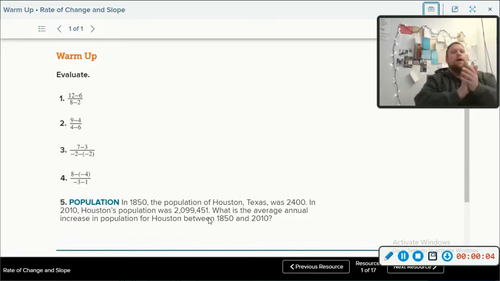This is rate of change and slope. I believe that's 4.2. It's going to be an awesome lesson. Let's do this. Go ahead and do the warm-up right here. Just evaluate these division problems, see what you get.